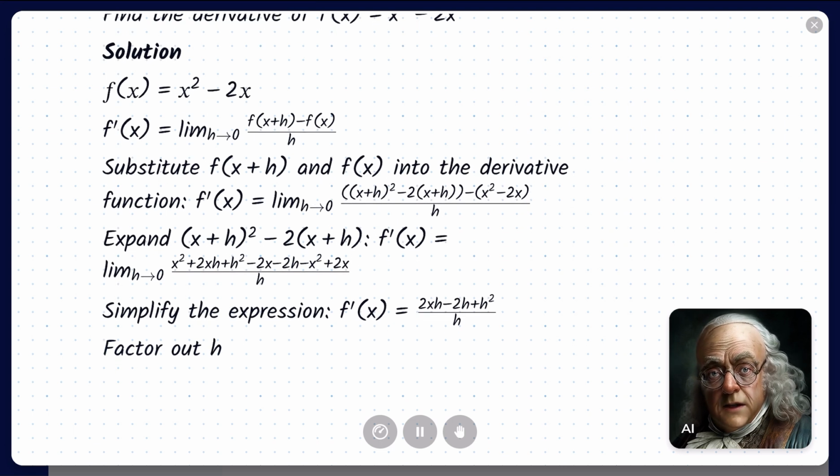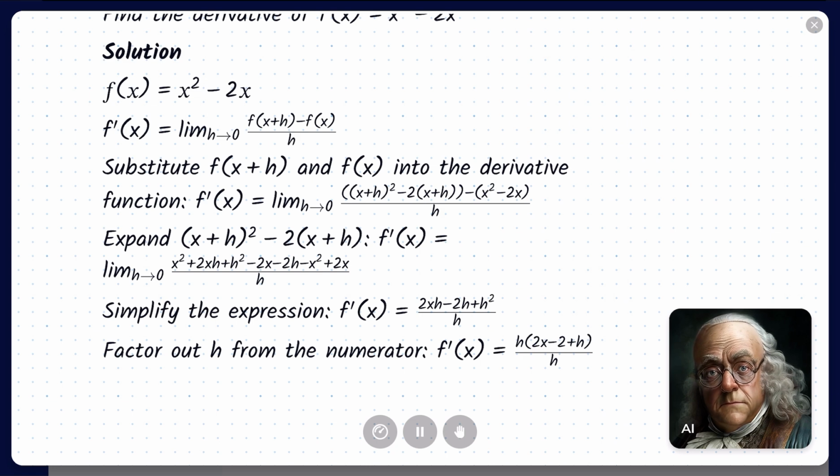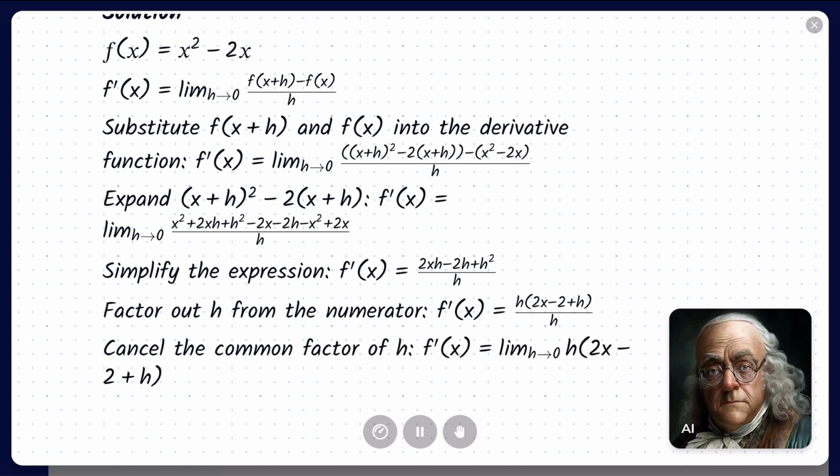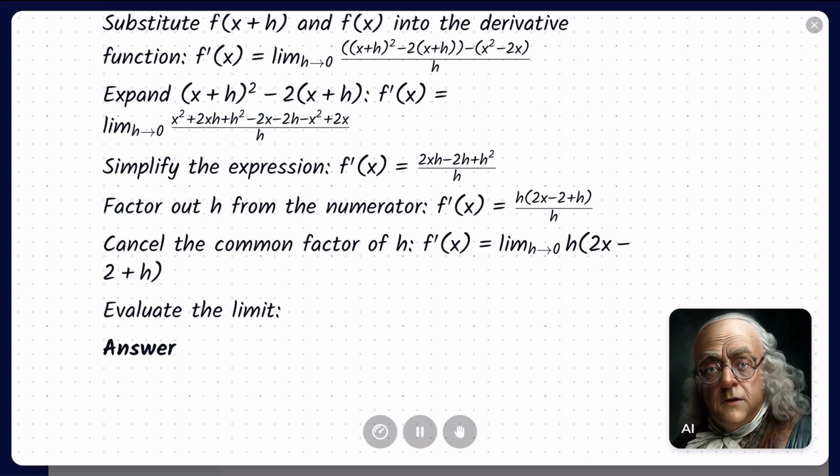After that, we factor out h from the numerator. We then cancel the common factor of h. Finally, we evaluate the limit. Now, let's summarize our solution.